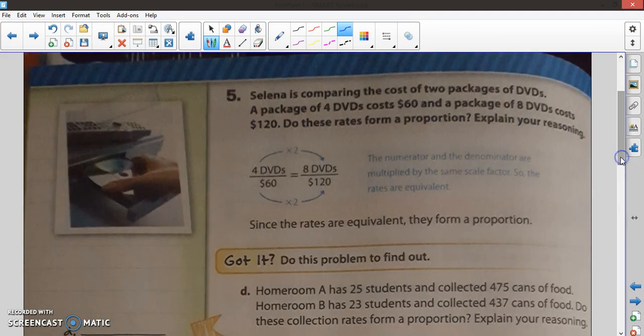Selena is comparing the cost of 2 packages of DVDs. A package of 4 DVDs cost $60 and a package of 8 DVDs cost $120. So we're going to see if these form a proportion. We're going to write the first one: 4 DVDs is $60. We're going to check if it's equal to 8 over 120.